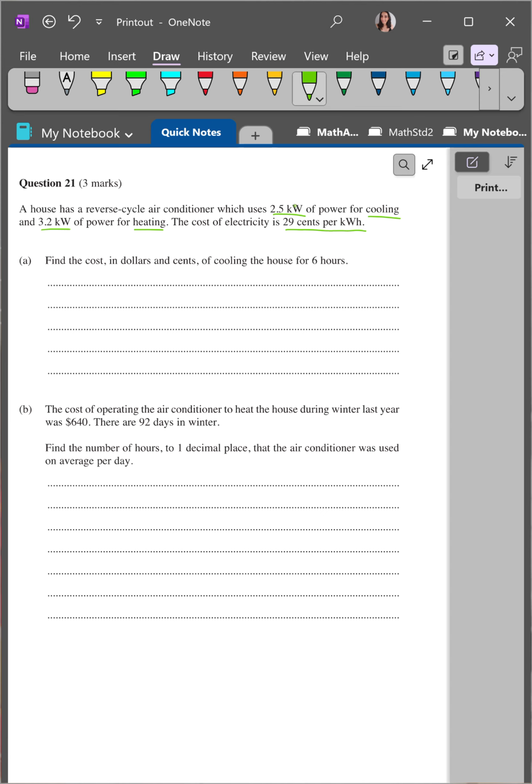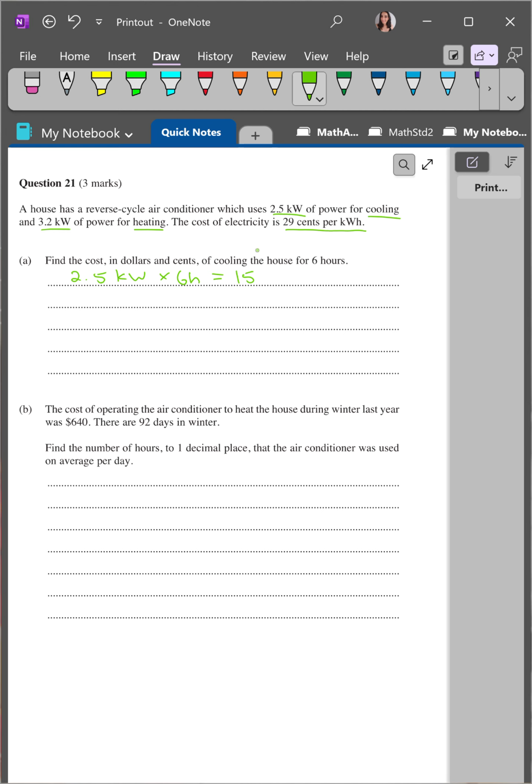So, firstly, we want to find a value in kilowatt hours so we can see how many lots of 29 cents we have to pay. Now for cooling, it was 2.5 kilowatts of power, and therefore we will do 2.5 times 6 hours. I'll write this with its units because I want to show you something. 2.5 kilowatts times 6 hours equals 15 if we multiply 2.5 by 6.